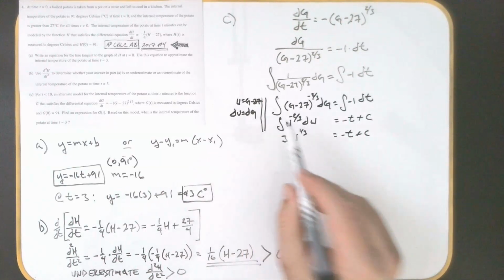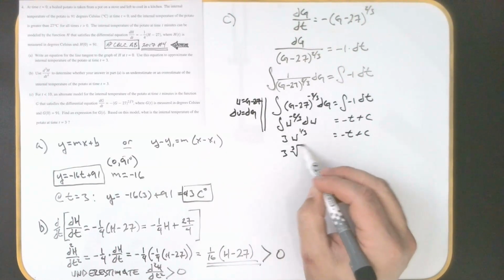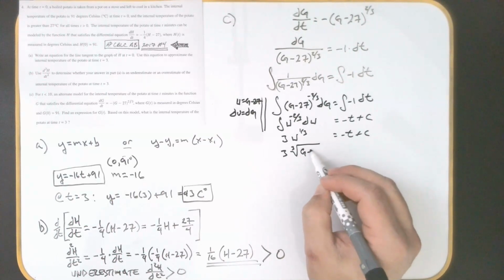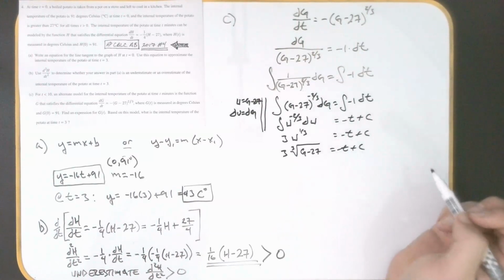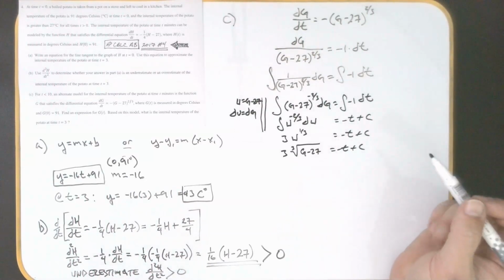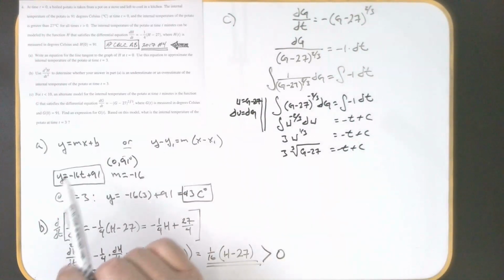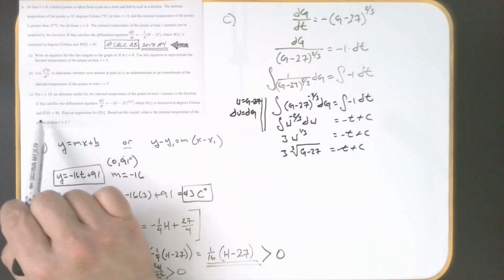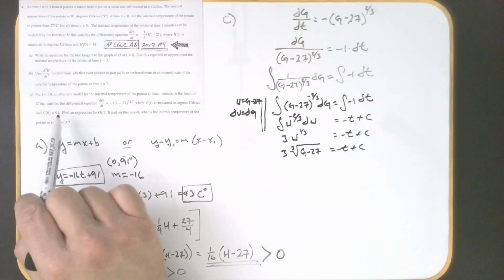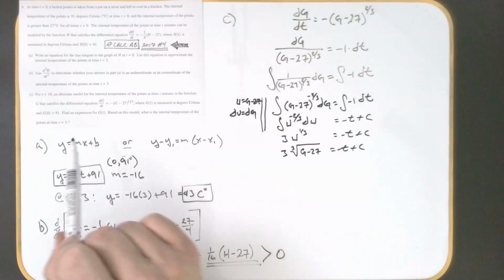Okay, I'm going to put u back in, which was g minus 27, and I'm going to make this a cube root, so 3 times the cube root of g minus 27 is equal to negative t plus c. Now you could continue to solve here, but if we go back to the question, they want a specific solution for (0, 91). So we're going to find a specific solution, not just the general solution.